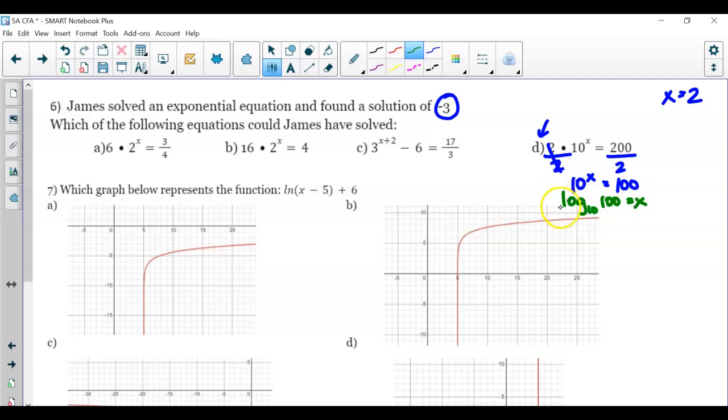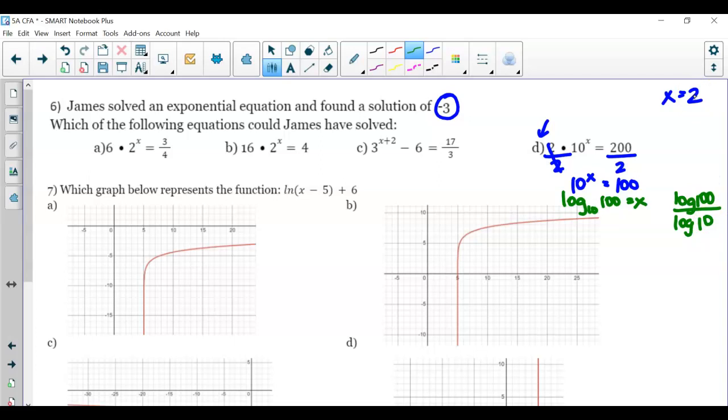So now notice we're back to that change of base here, where I have log of 100 divided by log of 10. So when you put that in the calculator, you do also end up with 2.